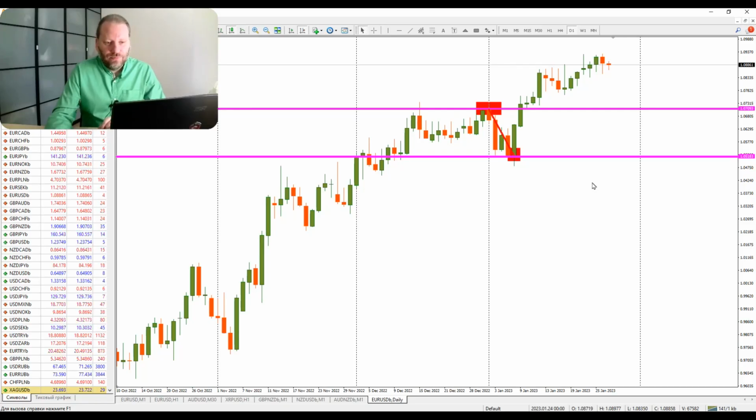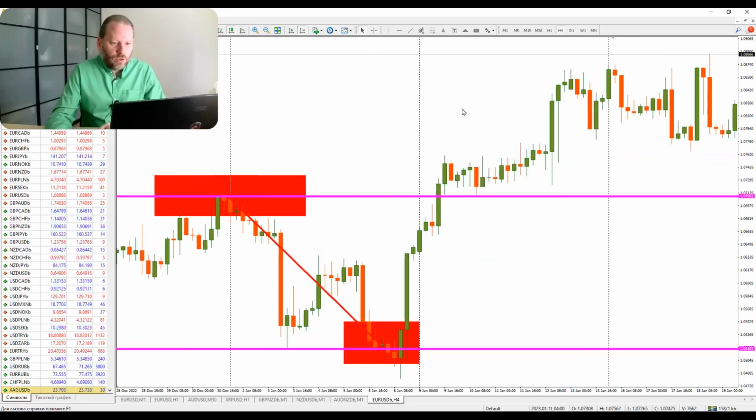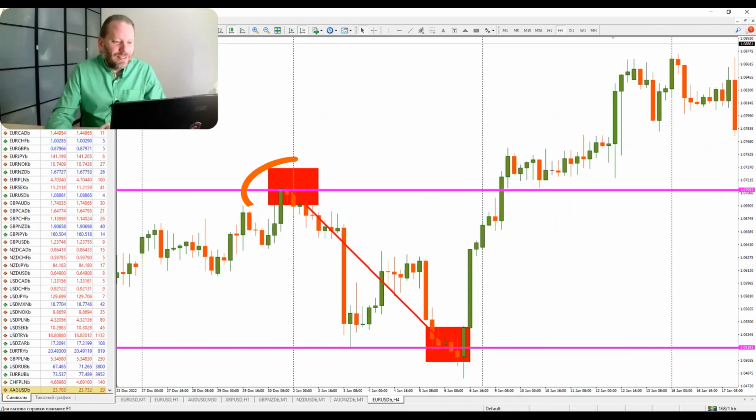I have 2 options. Either I close the position, or I can use the averaging method. Let me zoom in a little bit more. Let's take a look at this on H4. Now this is where I bought, and this is where I decided to average out. What do you mean averaging? I decided to buy another 10,000 euros. So I have a total of 20,000 euros.